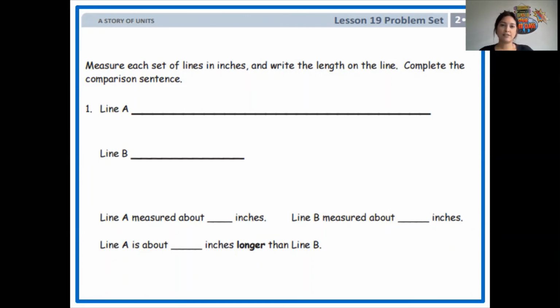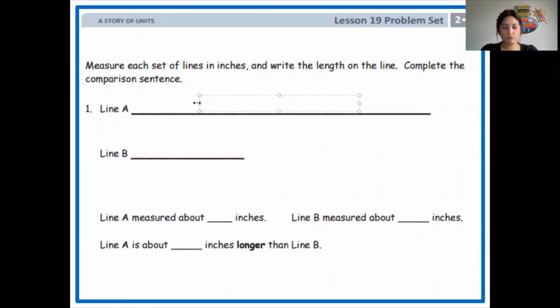You have to measure each set of lines in inches and write the length of the line, and then complete the comparison sentence. So same thing, you're gonna measure in inches line A, measure in inches line B, and then go to the bottom. Line A measured about how many inches? Line B measured about how many inches? So go ahead and measure line A. And that's about how many inches was it? And you can put it at the top or on both.